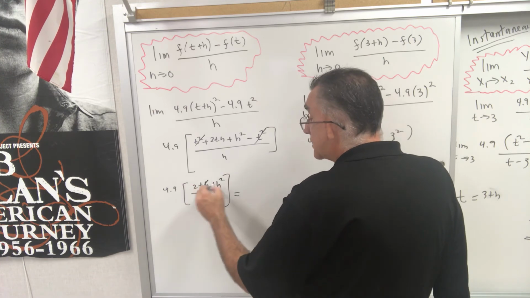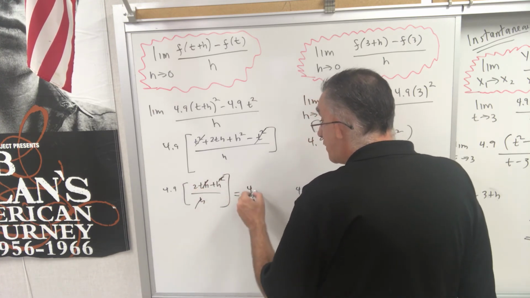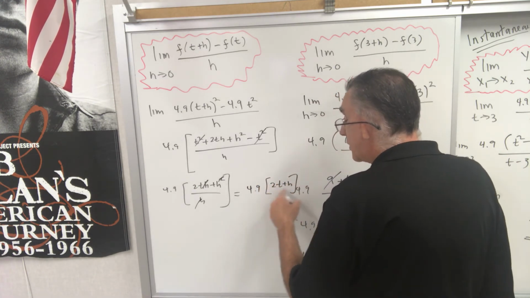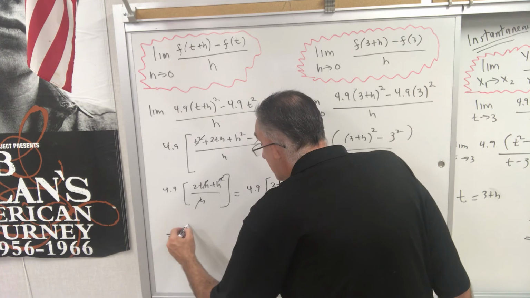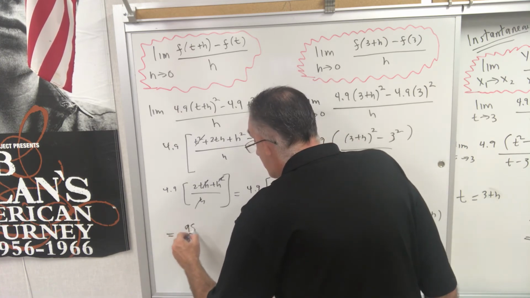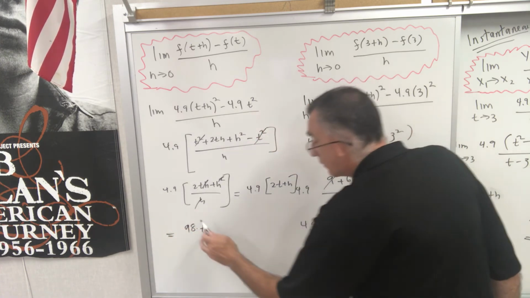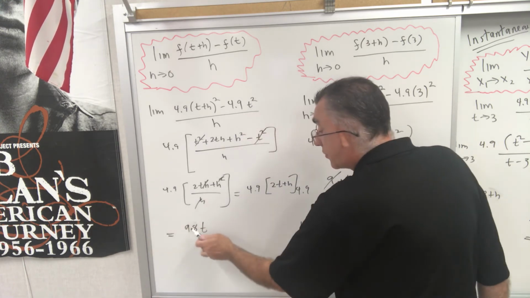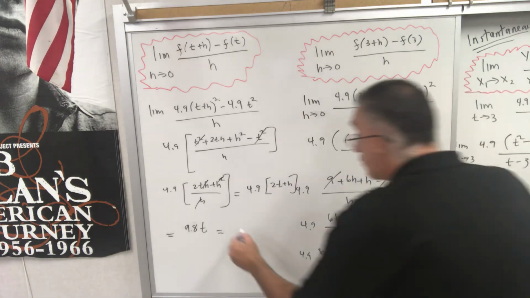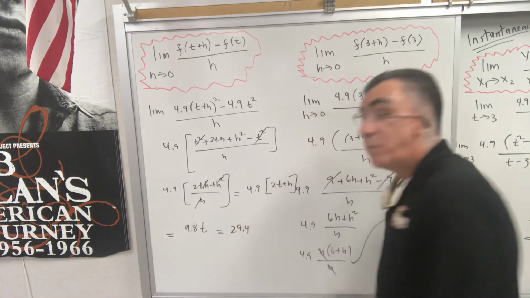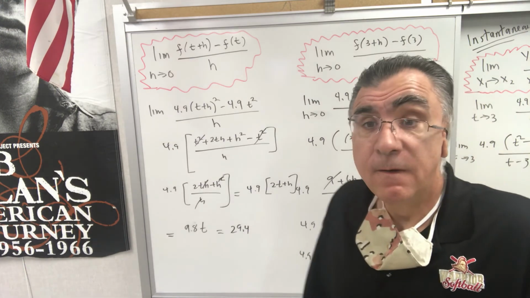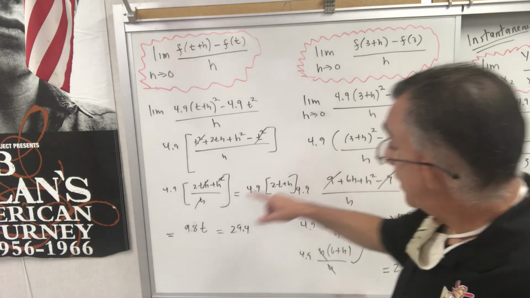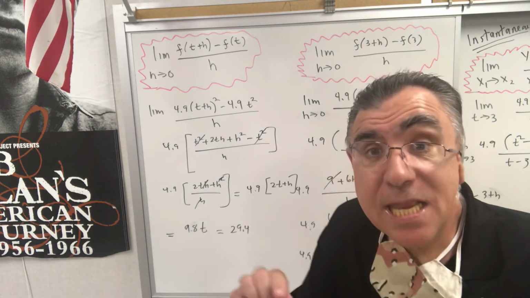And then the h is going to cancel again. And you get 4.9 times 2T plus h. But that h is going to go to 0, and then you're going to get 9.8T. Now, if you put the 3 in, you're going to get the 29.4. But hopefully you see what's going on here. That's the speed of the rock at any time t.